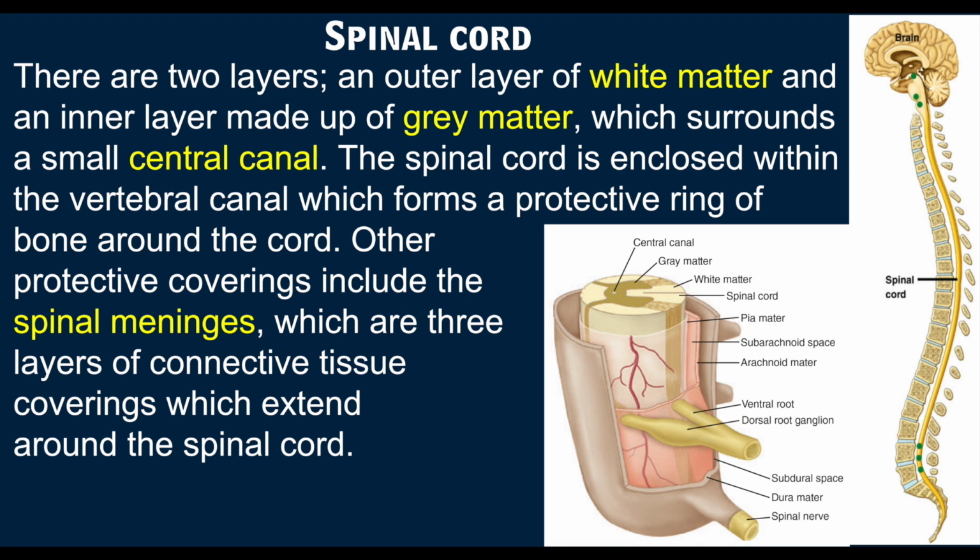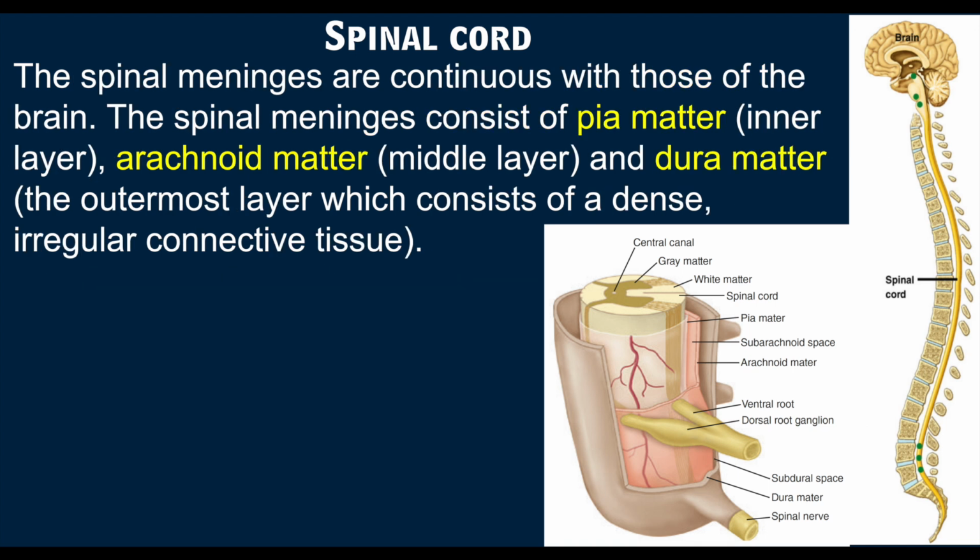There are two layers of spinal cord, an outer layer of white matter and an inner layer made up of grey matter, which surrounds a small central canal. The spinal cord is enclosed within the vertebral canal, which forms a protective ring of bone around the cord. Other protective coverings include the spinal meninges, which are three layers of connective tissue extending around the spinal cord. The spinal meninges are continuous with those of the brain.